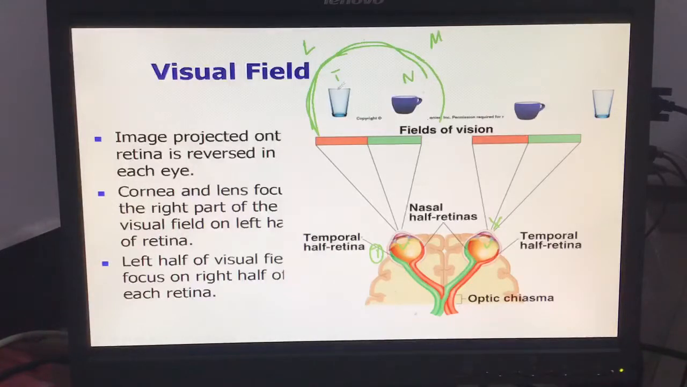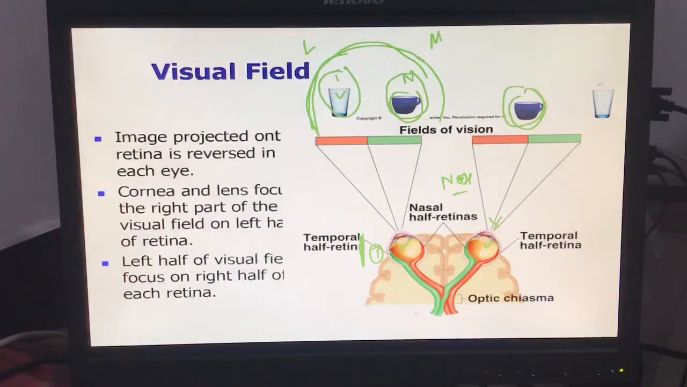For example, you can see the glass present on the side, and the cup here, present toward the nose side. In the center of both eyes we have the nose. The cup is closer to the nose. This means the cup is present in the nasal field, and the glass is present on the opposite side, toward the temporal bone. This field is the temporal visual field, and this field is the nasal visual field. Again, this is for the left eye and this is for the right eye. You can see it in the right eye and the left eye.